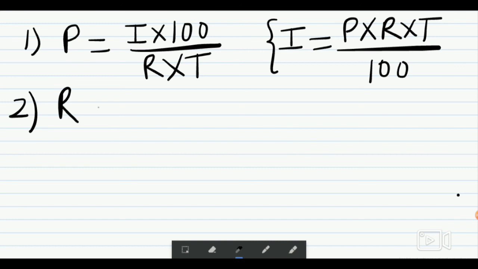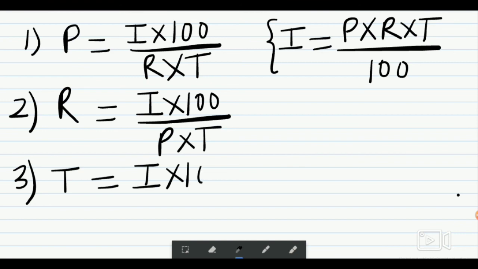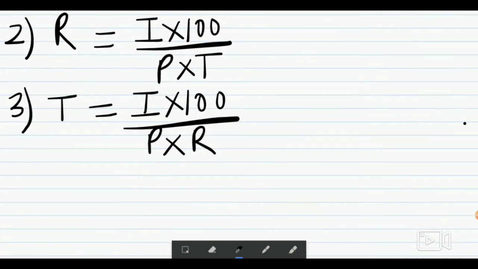If I want to calculate the rate, you should know the interest, principal, and the time. Means three quantities you should know. It is given in the question. Then you can easily find the rate. So R = I into 100 upon P into T, where P is the principal, T is the time, and R is the rate of interest.